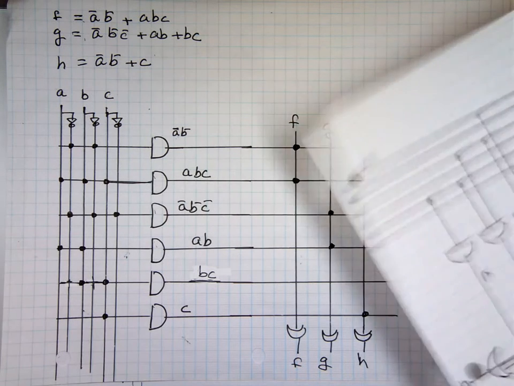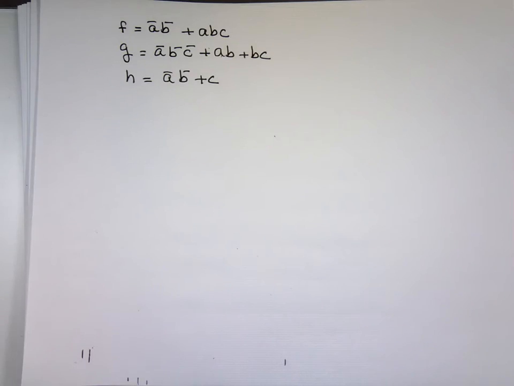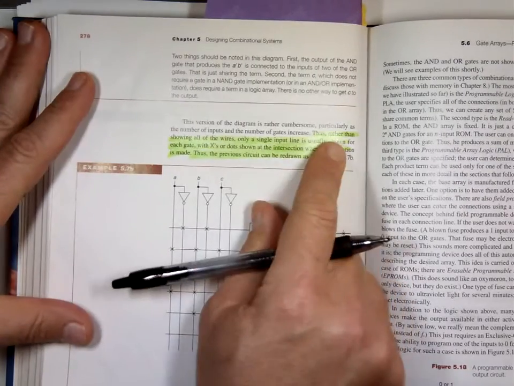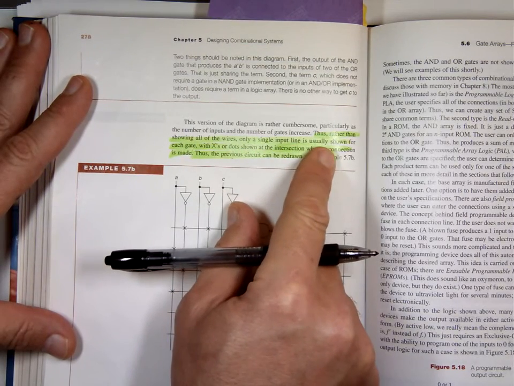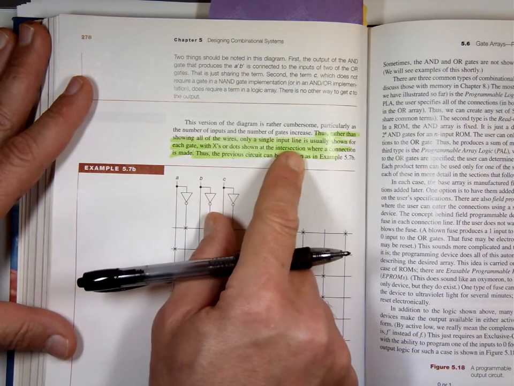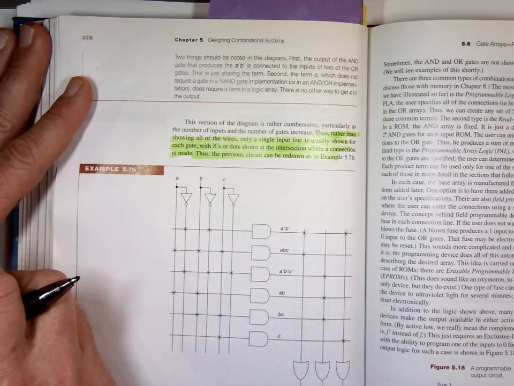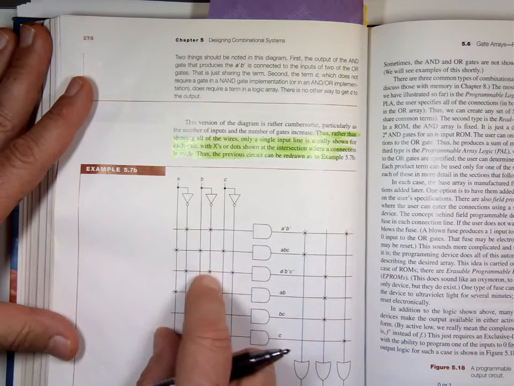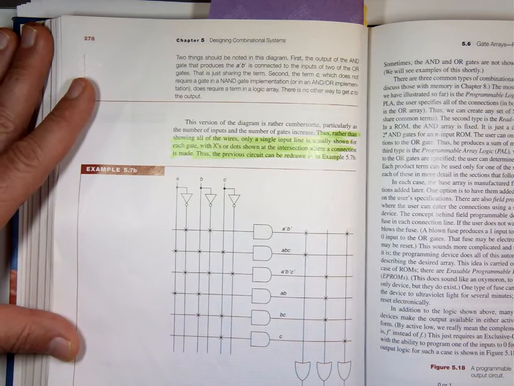So notice here what the book is saying. Rather than showing all the wires, only a single input line is usually shown for each gate, with X or a dot shown at the intersection where the connection is made. They use X's here as asterisks, I use dots, but you put a dot or asterisk to show where the connection is. And it makes it much cleaner.